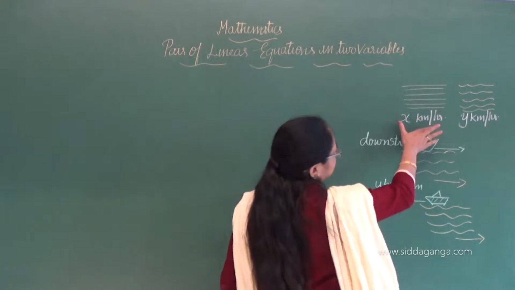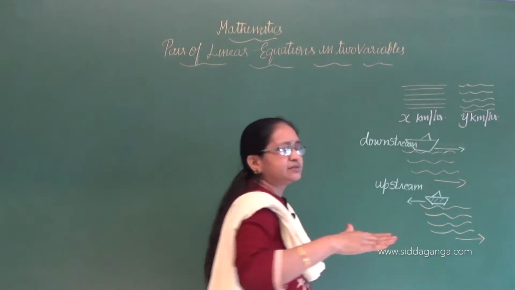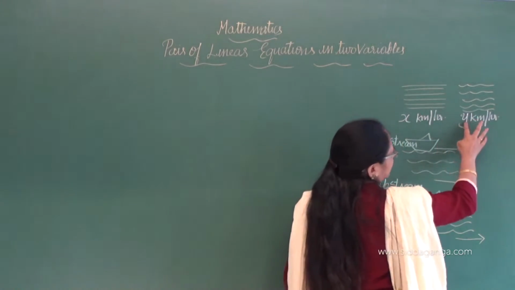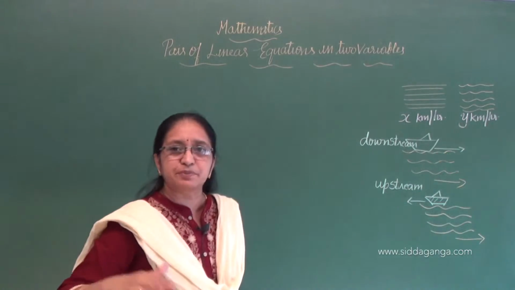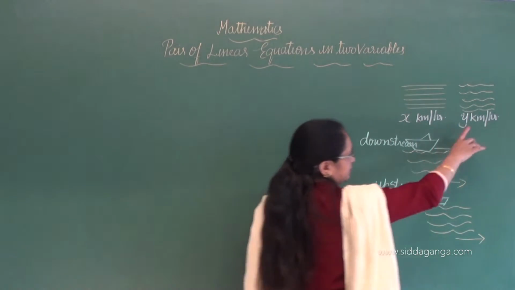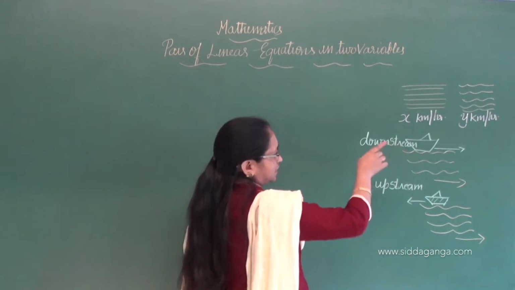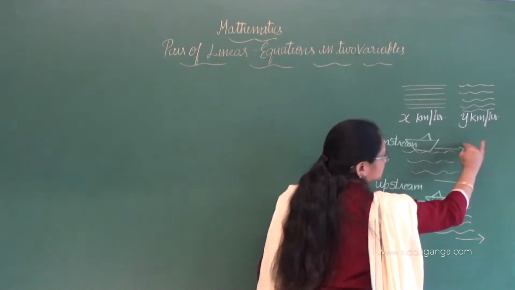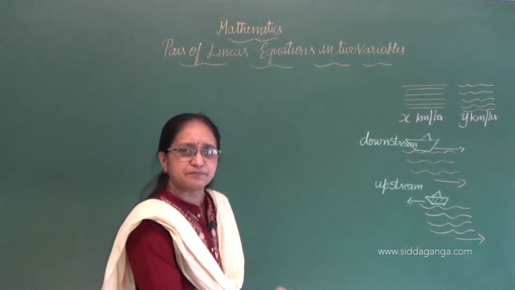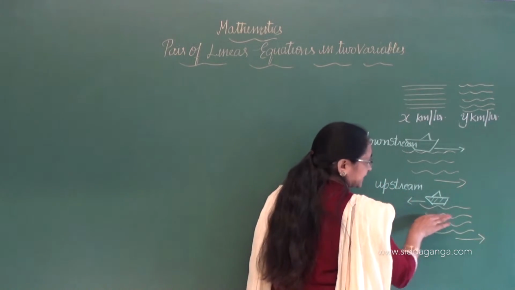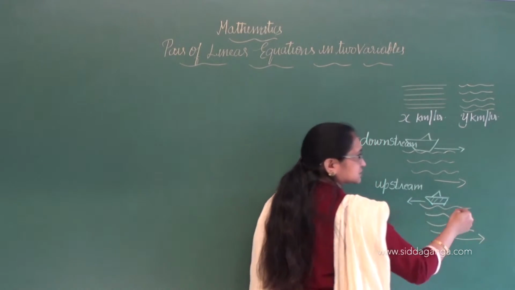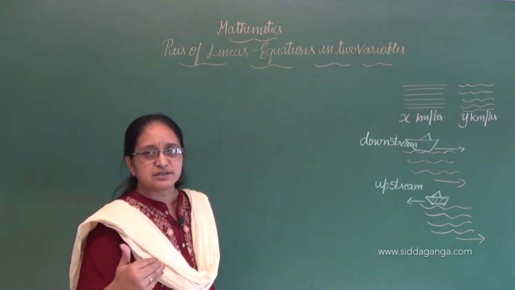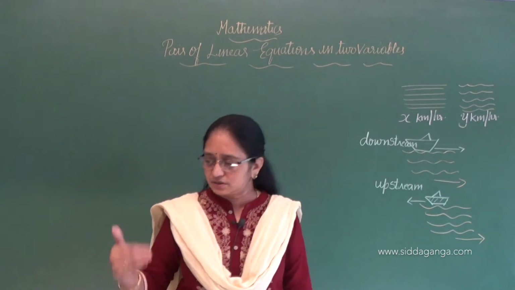Here, Ritu's speed of rowing the boat in still water is x km/h, and the speed of the flowing water is y km/h. Downstream means the direction of the flow of water and the direction of the moving boat are the same. And upstream means the direction of water is opposite to the direction of the boat moving. Understood? Is it clear? So now we can proceed to the problem.